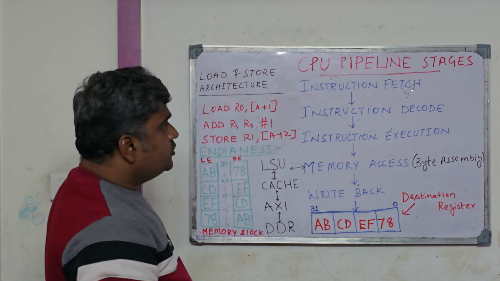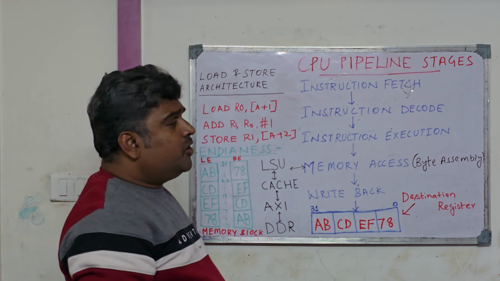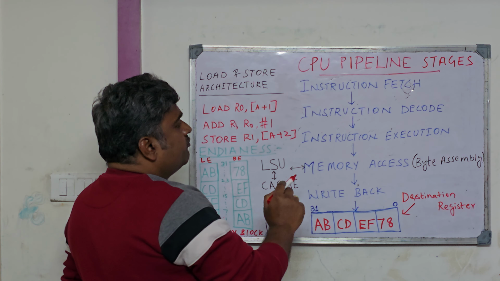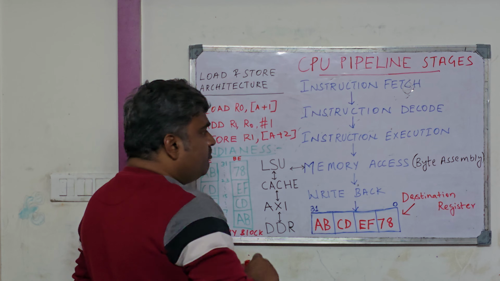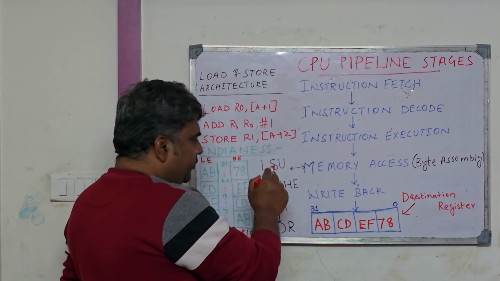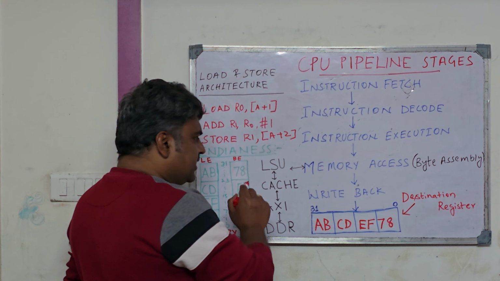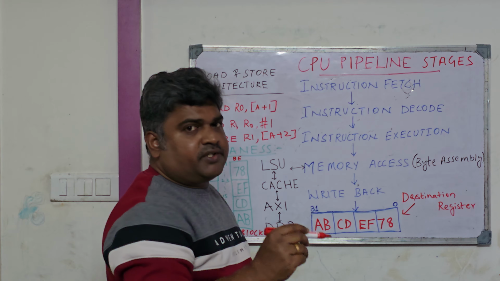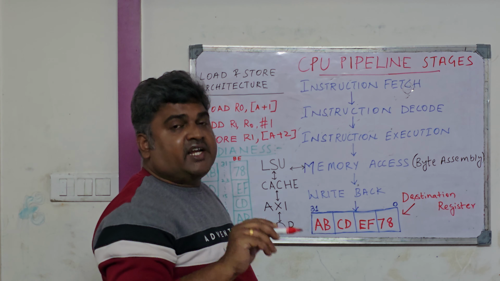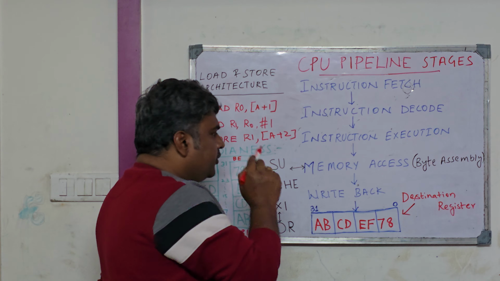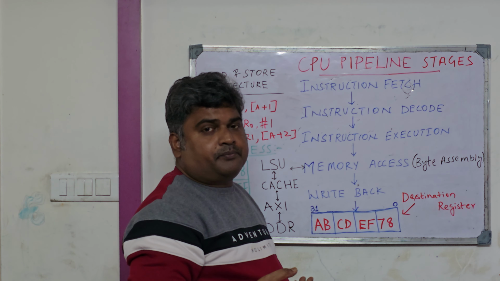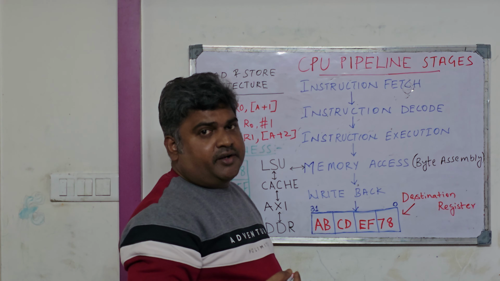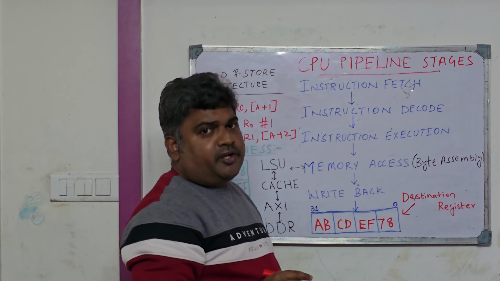the store instruction will also go through the stages of the CPU pipeline. For example, the instruction is fetched, decoded and executed, where the absolute address is calculated, and in the memory access stage, the load and store unit will request the address from the cache controller. The cache controller will look up the address within the cache. If there is a cache hit, then the load and store unit will byte assemble the value as per the byte order, whether it is little Endian or big Endian, before storing it into the memory location.